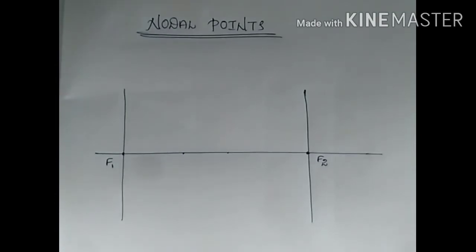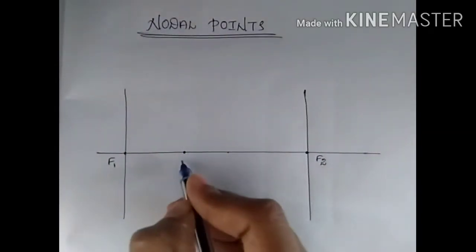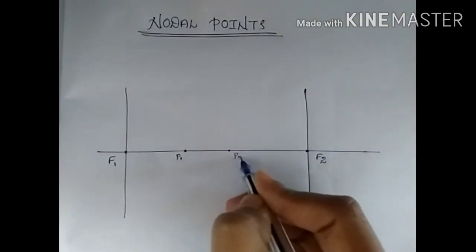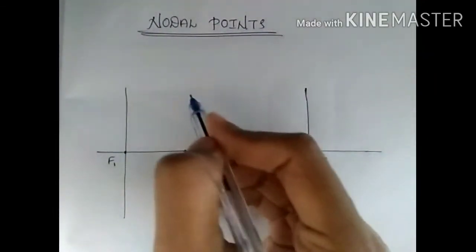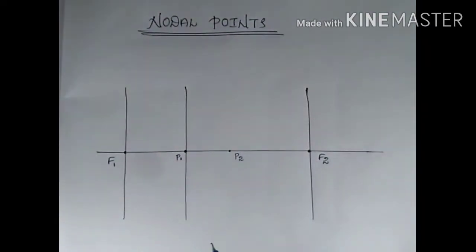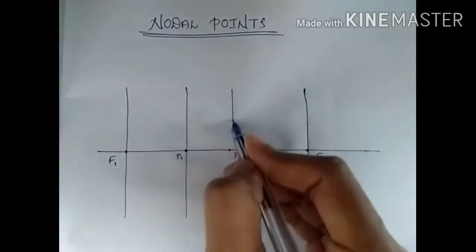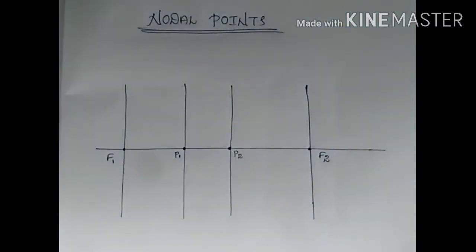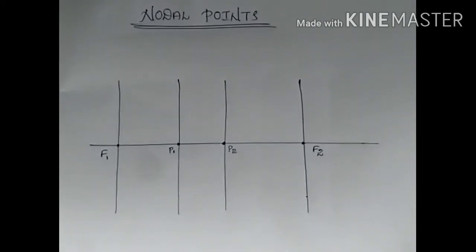Now we have the principal points. Let's suppose this is P1, principal point 1, and this is P2, principal point 2. If I draw another plane which is again perpendicular to the principal axis and passes through the principal point, then that plane is known as principal plane 1, and this plane is known as principal plane 2. Nodal points are defined as the pair of conjugate points on the axis having unit positive angular magnification. This is the definition for nodal points.